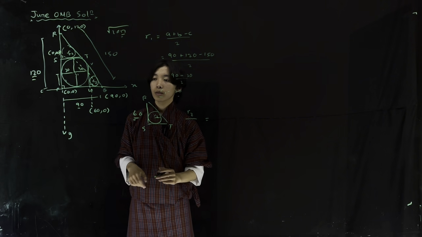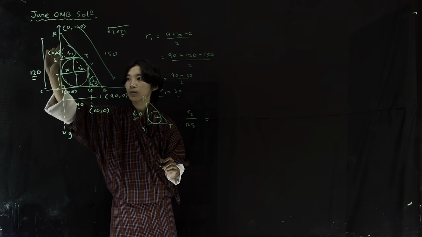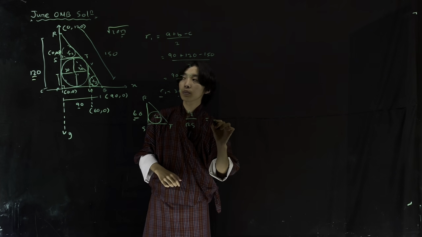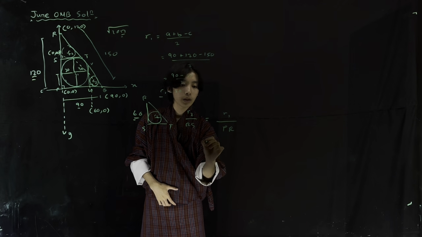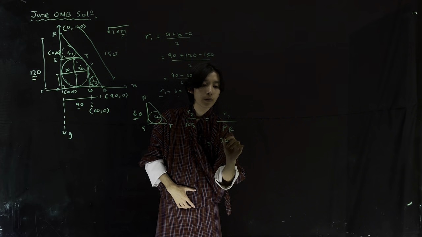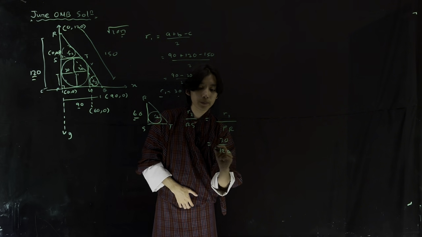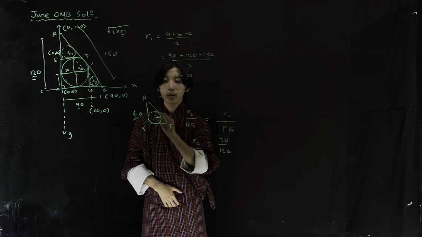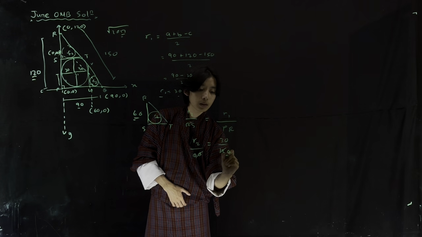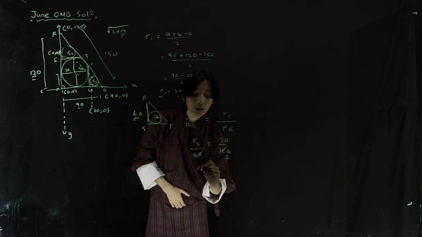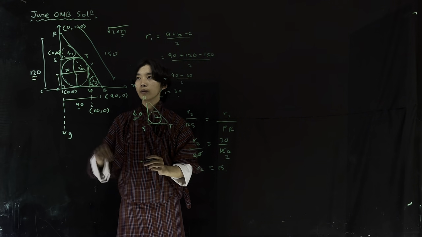So R2 by RS will be, so we take the length PR for the inradius R1. The inradius of C1 is 30 and PR we know is 120, and R2 divided by RS is 60. So we get R2 as 15. So R2 is the inradius of C2.